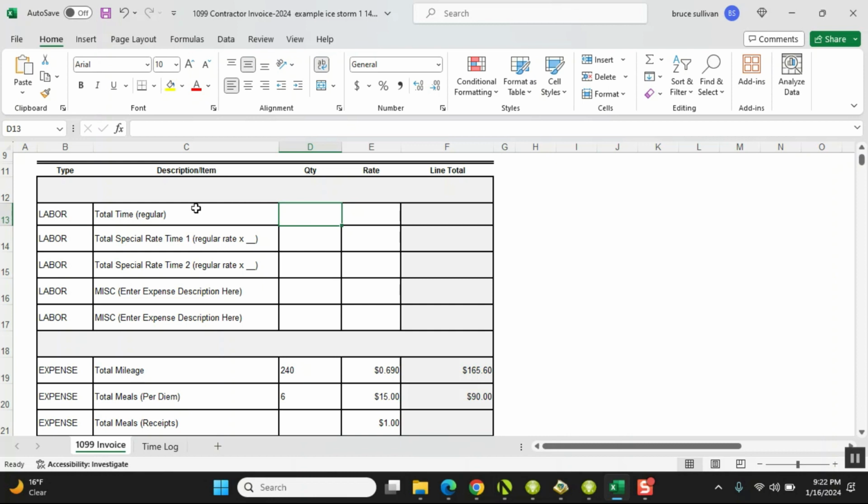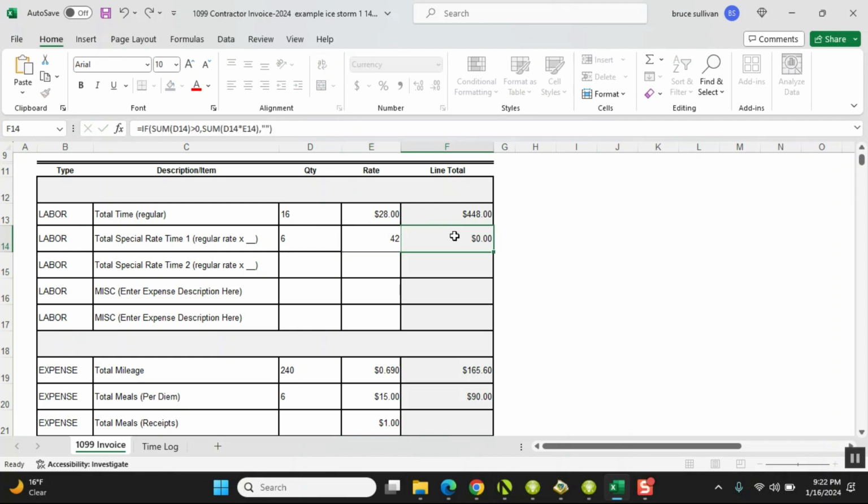Let's focus on the 16. See, it says regular time. So I had 16 hours of regular time. And the rate is, you would be writing this out, I'm typing it, 28. You would multiply those two numbers and you would get that. In my case, I worked 14 hours the second day because the roads were so bad. So I had 6 hours of time and a half. That's 42. There's that. That's all the time that I had.